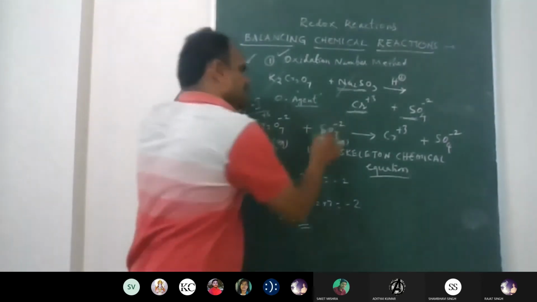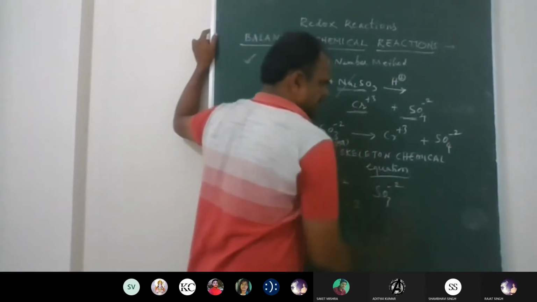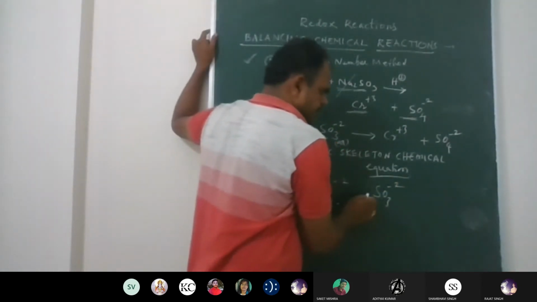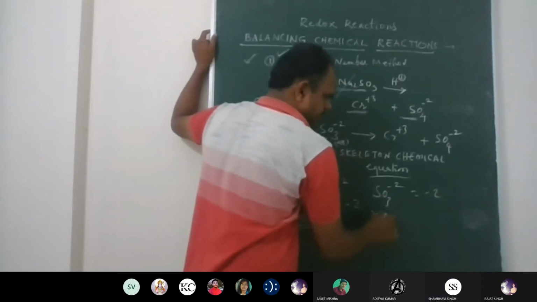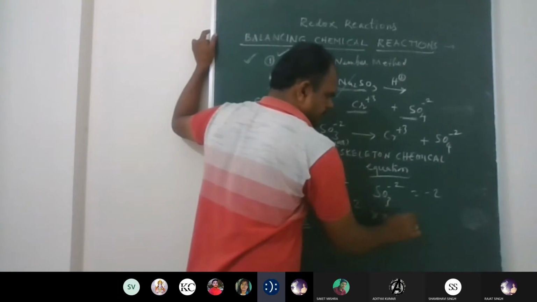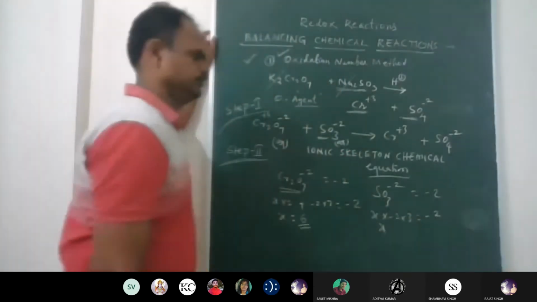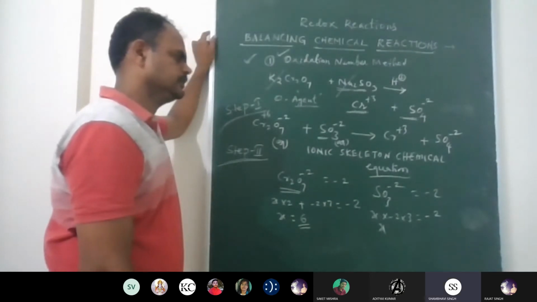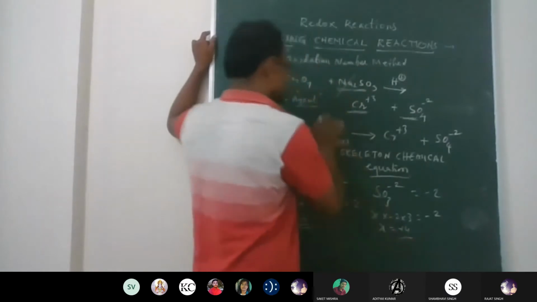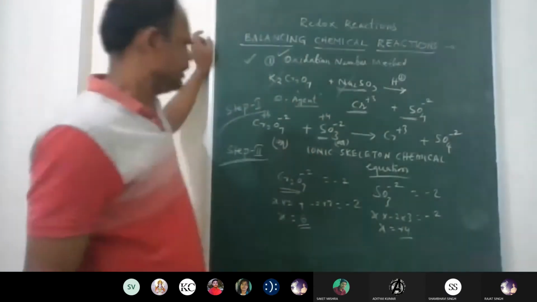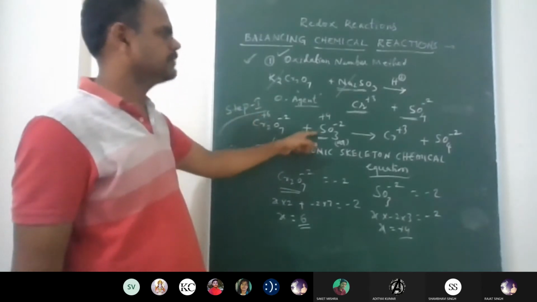Now find out the oxidation state of sulfur. SO3 minus 2. Sum of the oxidation states of sulfur and oxygen is equal to minus 2. So sulfur is X and oxygen is minus 2 into 3 equal to minus 2. What is the X value? Plus 4. That means sulfur is plus 4. Right? So chromium is plus 6, sulfur is plus 4.